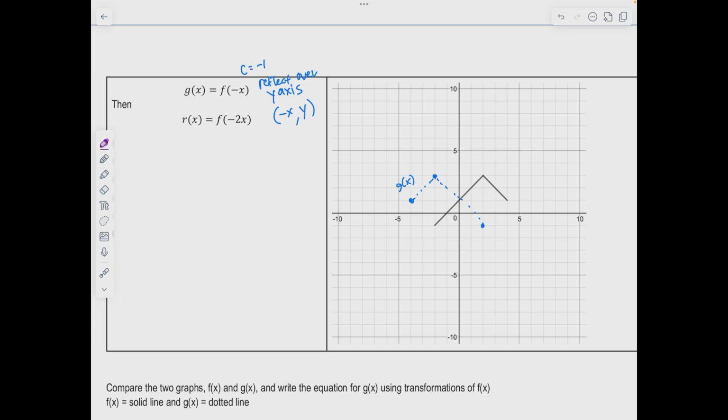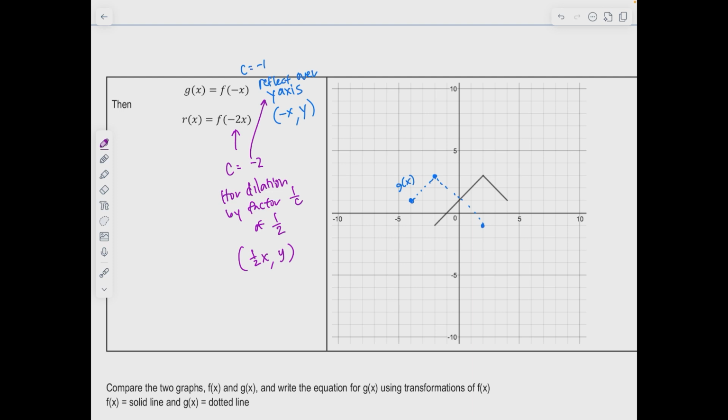And this next one, my c value is now negative 2. The negative sign is the reflection. The 2 value, now again, this is a horizontal dilation by a factor of 1 over c. So the reciprocal of 2 would be 1/2. So what that means is all of my x values are going to multiply by 1/2.